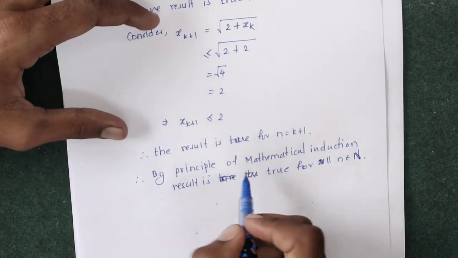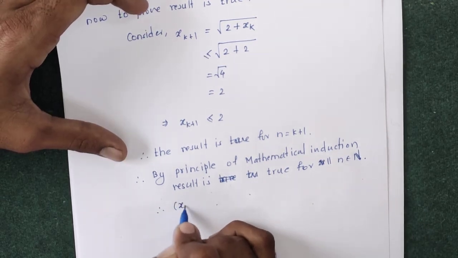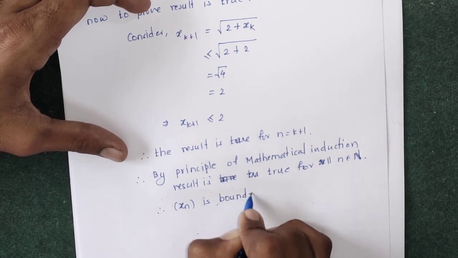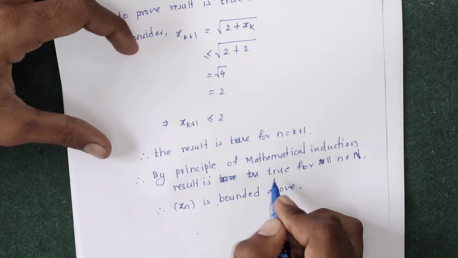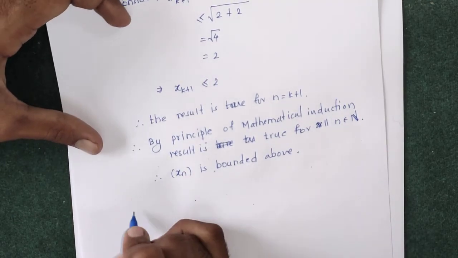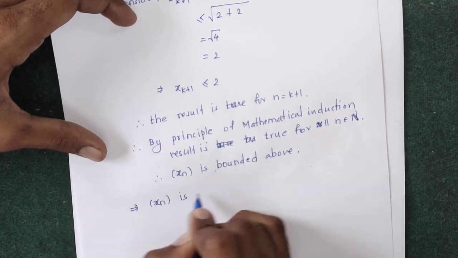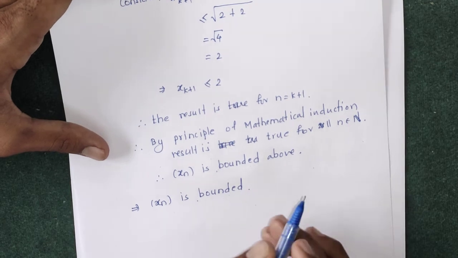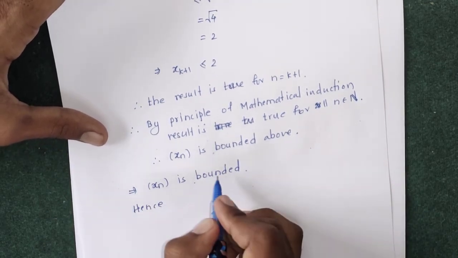Hence our sequence is bounded above. Therefore the sequence xn is bounded above. The sequence xn is bounded above as well as bounded below, which implies the sequence xn is a bounded sequence. Hence we get that this sequence xn is a monotone bounded sequence.